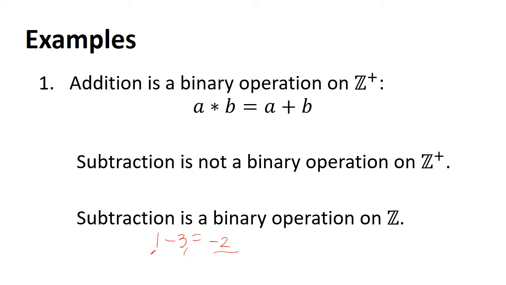Although subtraction is not a binary operation on the set of positive integers, subtraction is a binary operation on the set of integers because, again, the set of integers consists of the set of positive integers, the set of negative integers, and 0. So, negative 2 still belongs to the set of integers. Therefore, subtraction is a binary operation on the set of integers.